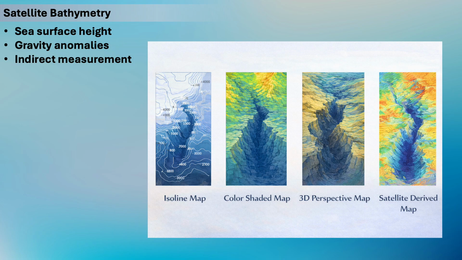And then finally, the satellite-derived bathymetry uses subtle variations in sea surface height caused by gravity to infer seafloor features. This method allows scientists to map vast areas of the ocean where direct sonar data are limited. Together, these maps show that bathymetry is not just about collecting depth data, it's about how we represent and interpret the seafloor.